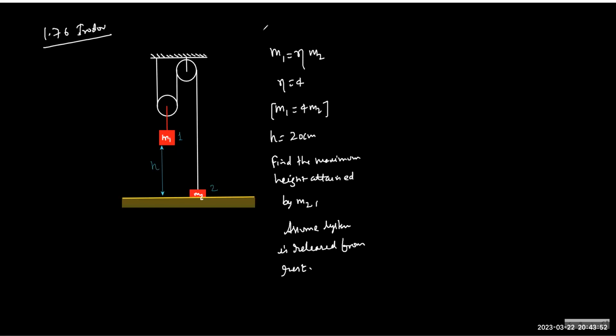So basically M1 is going to descend and M2 is going to ascend. But M1 will descend only up to H height, right? Yes. And after that, it will hit the ground. And let's say after hitting the ground, it will come to rest. The question is, what will happen once M1 is hitting the ground? What will happen to M2? M2 will be at its maximum height.